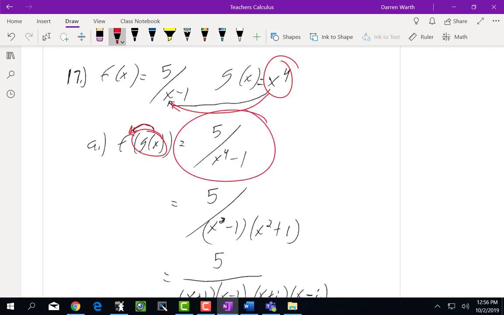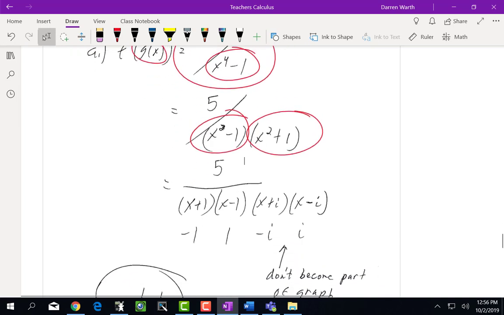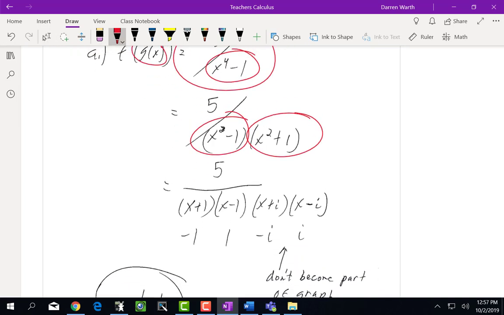When I do that, I get 5 over x to the 4th minus 1. So I'm going to go ahead and factor this denominator. X to the 4th minus 1 factors to x squared minus 1 times x squared plus 1. I can factor the x squared minus 1 again to x plus 1 times x minus 1. And my x squared plus 1 factors to x plus i and x minus i.